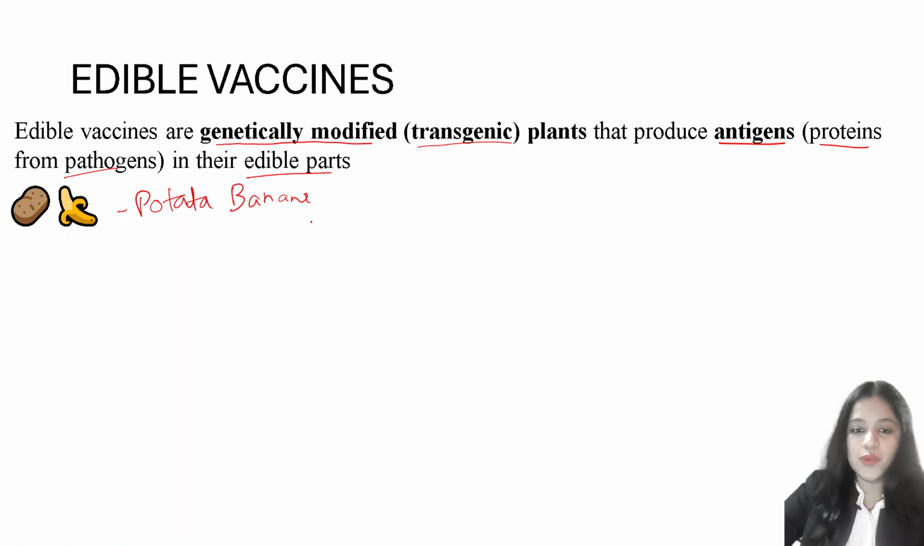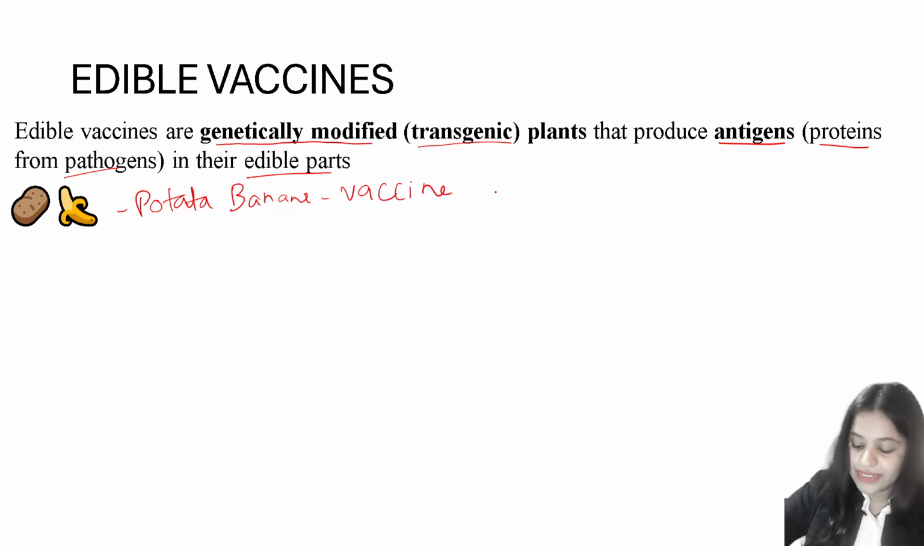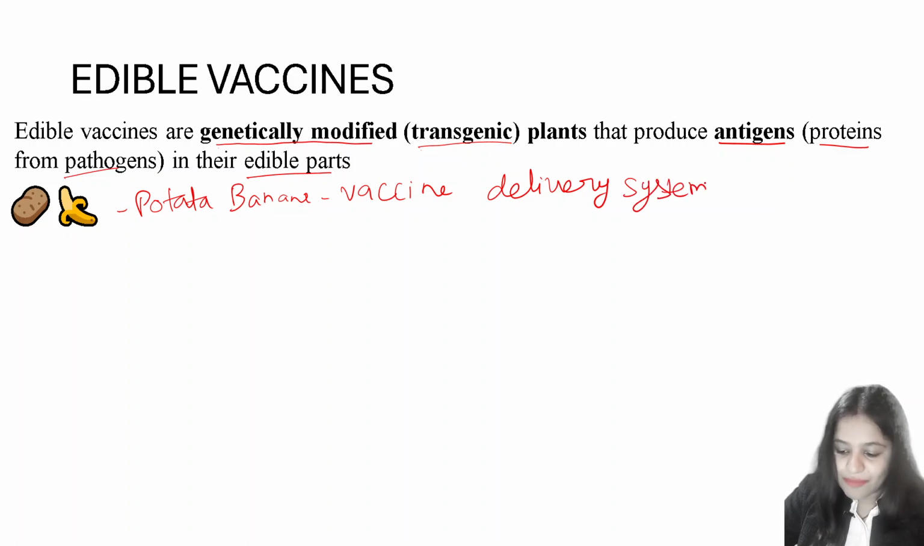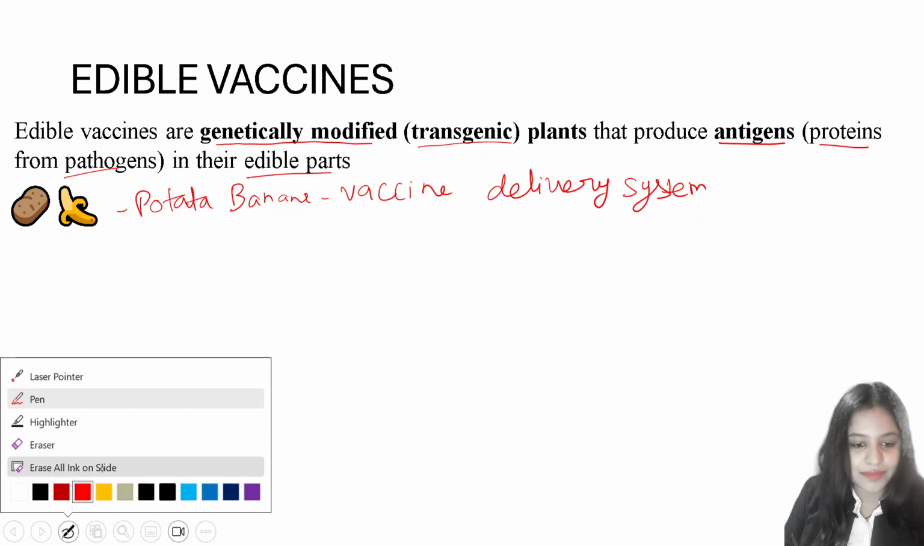Not just as fruit, but your vaccine delivery system. Okay, your vaccine delivery system. What happens when you eat them? Your immune system will recognize these antigens and will be trained so that, if in future it encounters the antigen again, it will attack it. Clear? This is your edible vaccine.